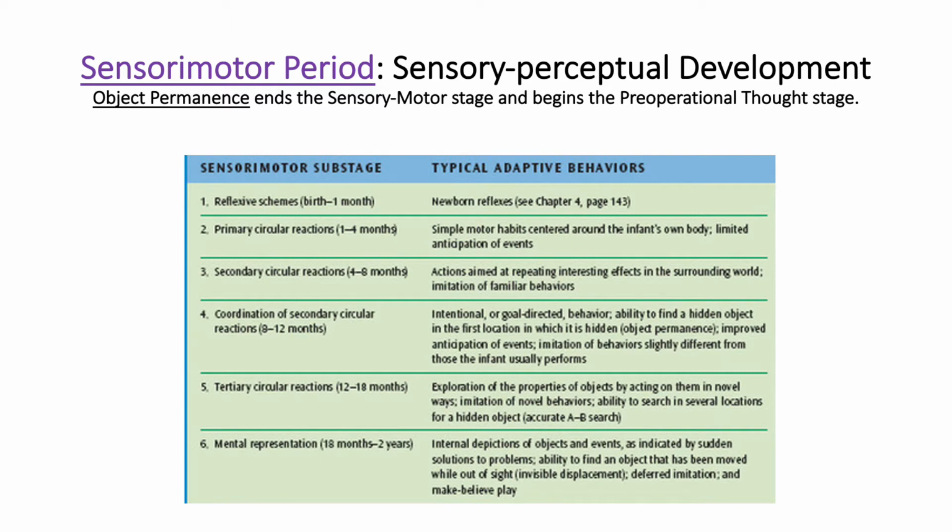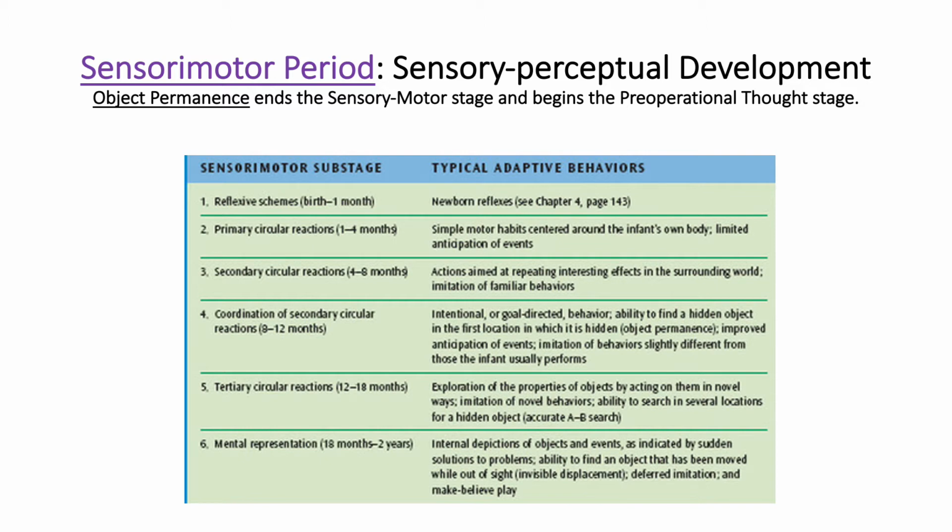Secondary circular reactions are more anticipated, repeated, interesting effects in the world. So they'll imitate familiar behaviors and start to make sounds that they hear in the environment. Coordination of these secondary circular reactions are more intentional and goal-directed, like reaching for things and trying to pull a blanket off of your face so they can see your face. So these are the earliest signs that they're going to develop object permanence, which is their understanding that a person or an object still exists when it's out of their sight.